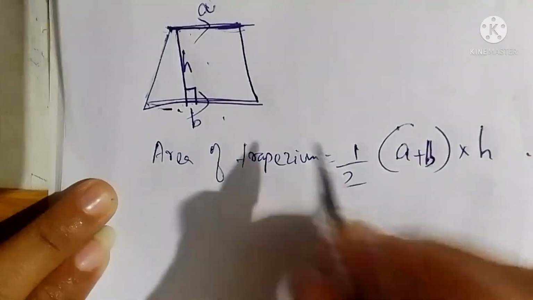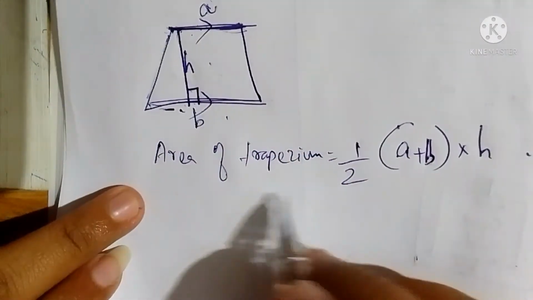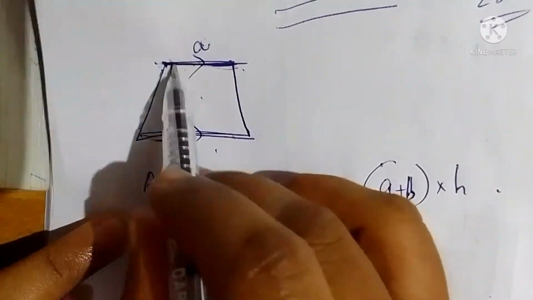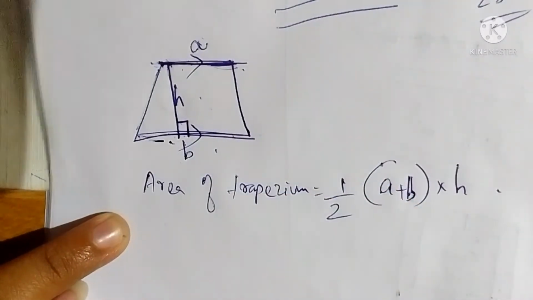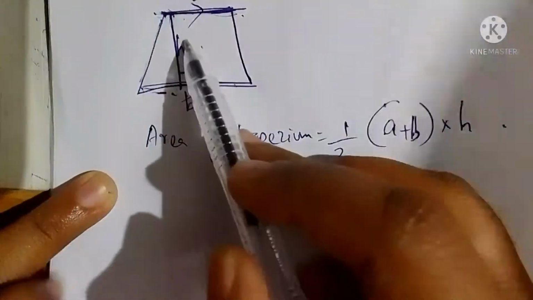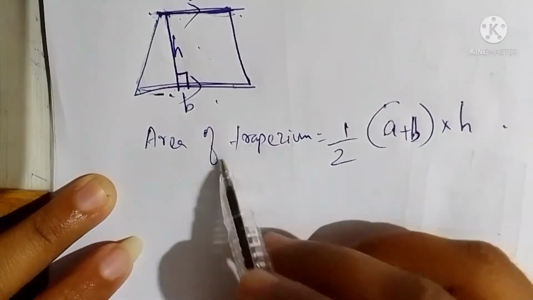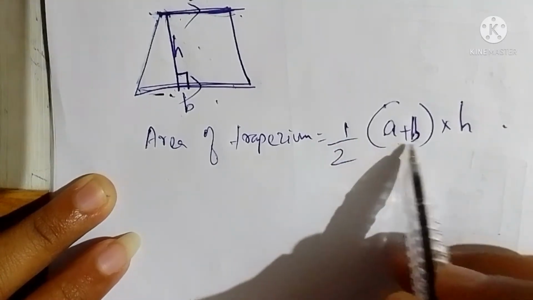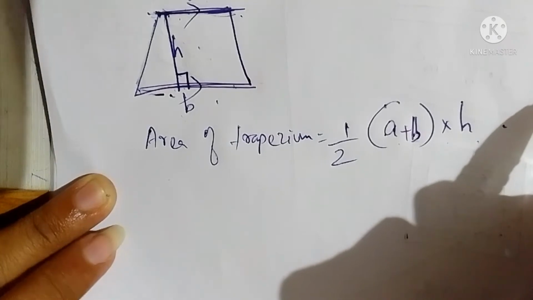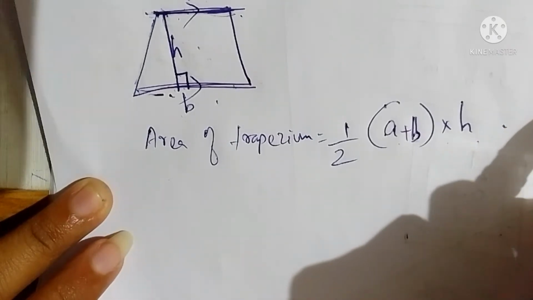So we need all these measurements to find the area of a trapezium: the length of the parallel sides and the distance between them. If all those measurements are given, area of trapezium equals half into (a plus b) into h. This is the formula for finding the area of a trapezium.